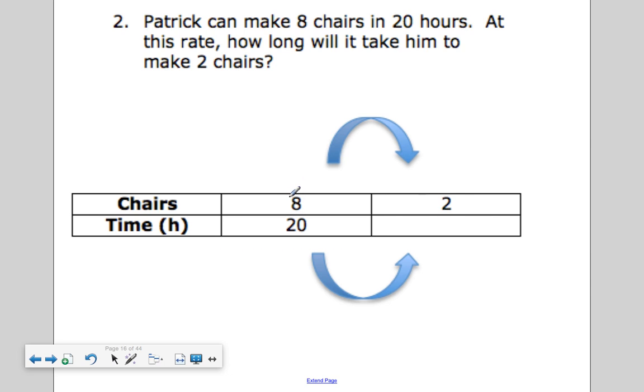So here's another one. You can assemble 8 chairs in 20 hours. What happens if you have to assemble 2 chairs, keeping the same rate? How do you turn 8 to 2? I have to scale it backward, so I need to divide by 4. Or another way you can say it is multiply by 1/4. So 8 divided by 4 is 2, 20 divided by 4 is 5. So 2 chairs takes 5 hours.